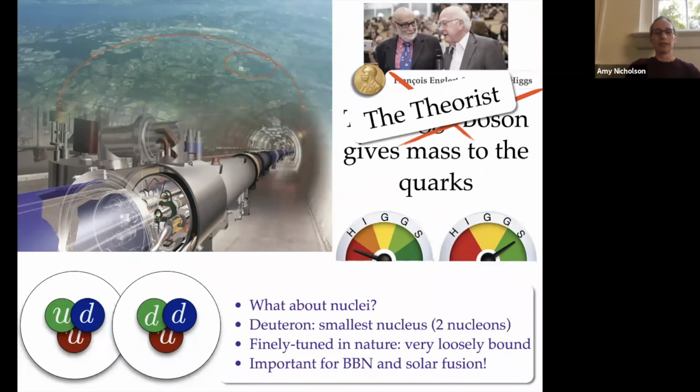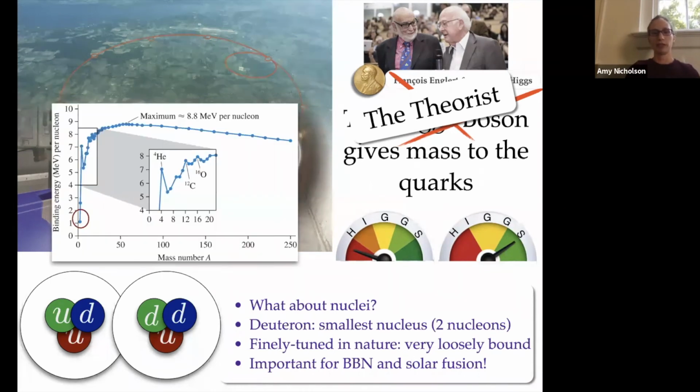So what about nuclei? This is what we're talking about, going back to the two nucleon calculations that I'm interested in. So the smallest nucleus is a deuteron. It's a bound state of a proton and a neutron. And so one question I can ask with my theory is, what happens when I change the masses of the quarks? What happens to the binding energy of the deuteron? So the deuteron is a very special nucleus. It's finely tuned in nature. And what I mean by that is that if you look at the binding energy per nucleon versus the mass number A, most of your nuclei are up here at about 8 MeV per nucleon.